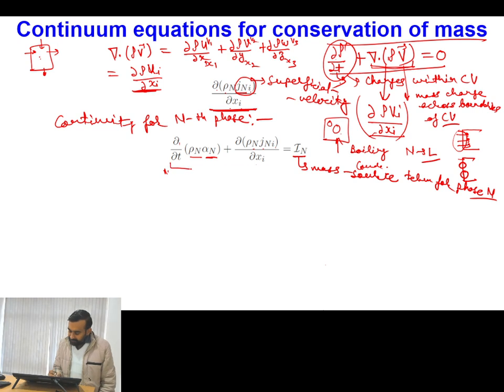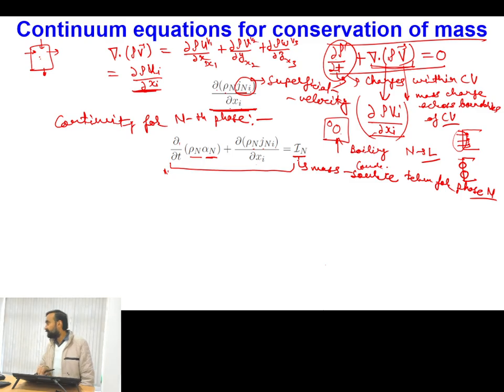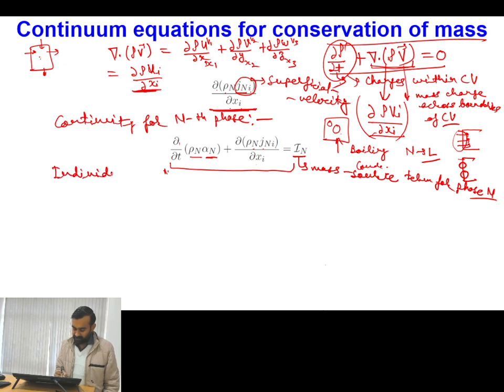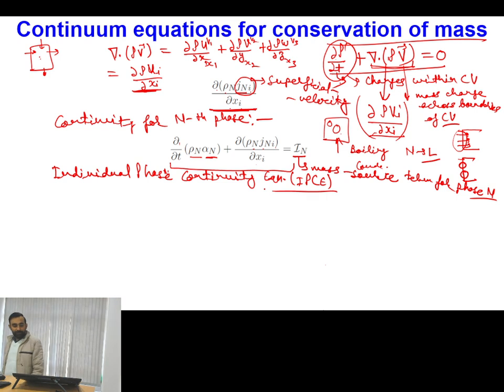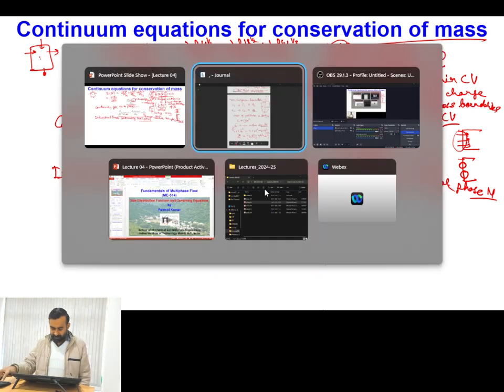So is this continuity equation clear? This continuity equation is written only for a particular phase which we are designating as the nth phase. So this is called the individual phase continuity equation, IPCE. Is this point clear? So this type of equation is called the individual phase continuity equation. We will stop now and we will discuss further in the next class.